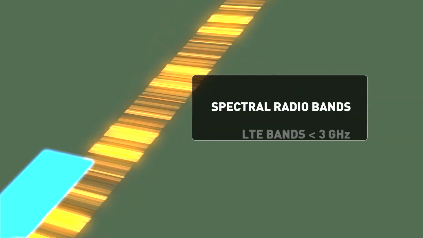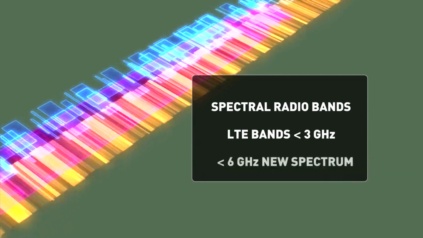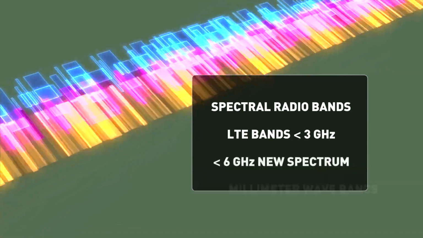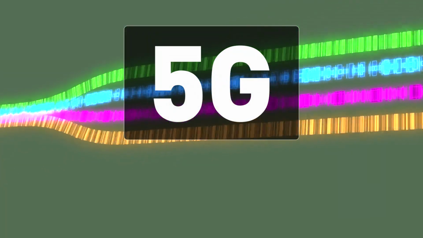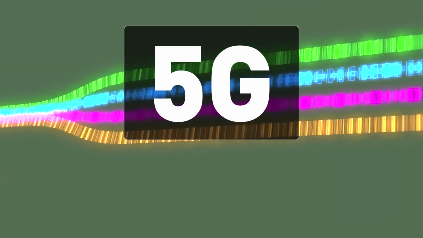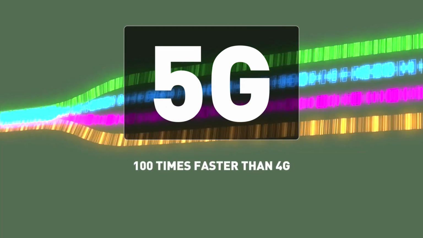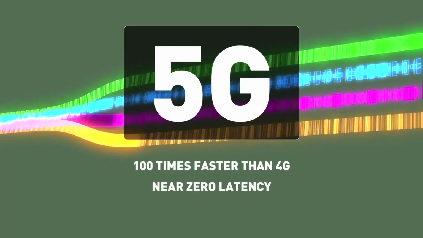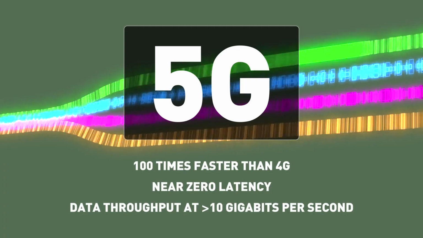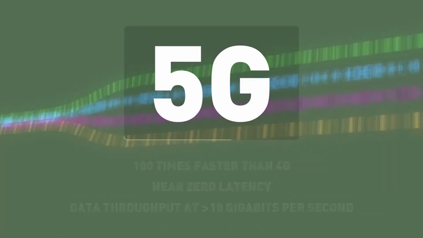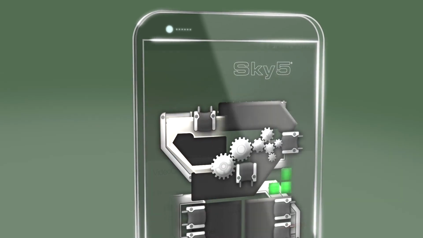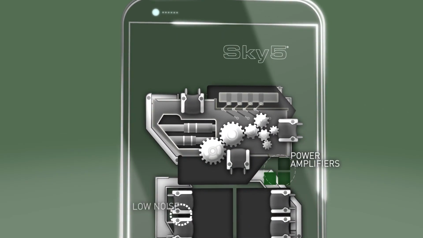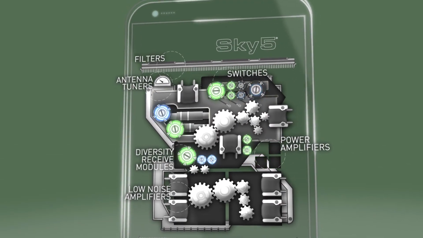We can get this bandwidth in existing and new spectral radio bands via refarmed LTE bands below 3 GHz through sub 6 GHz new spectrum, and even at millimeter wave bands. 5G brings the wider bandwidth required and will be transformational in nature, supporting data rates 100 times faster than 4G, near zero latency, data throughput at greater than 10 gigabits per second, and the capacity to enable billions of network things.